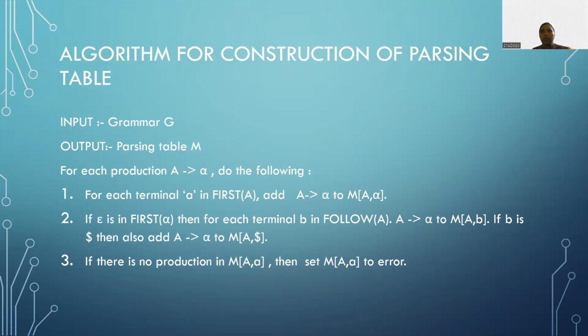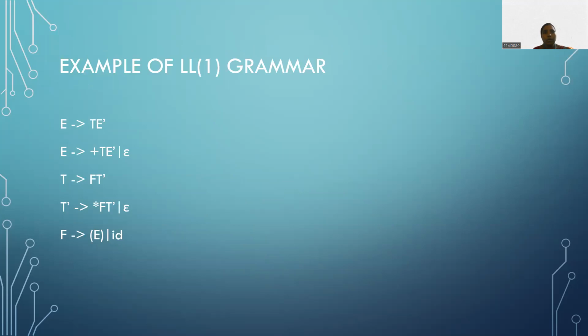As you all know, the context-free grammar will have four parts: non-terminals, terminals, productions, and the starting symbol. If epsilon is in FIRST(α), then for each terminal b in FOLLOW(A), you are supposed to put that production in the respective table for the input symbol b. If b is dollar, then also add A → α to M[A, $]. So in our terminals, we will have dollar, which is considered the end of the input string. If there is no production in M[A, a], then we set M[A, a] to error. Now let us see the example.